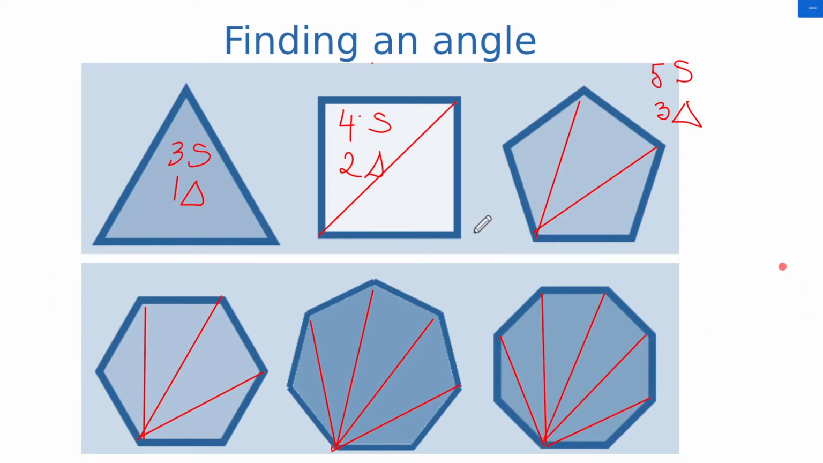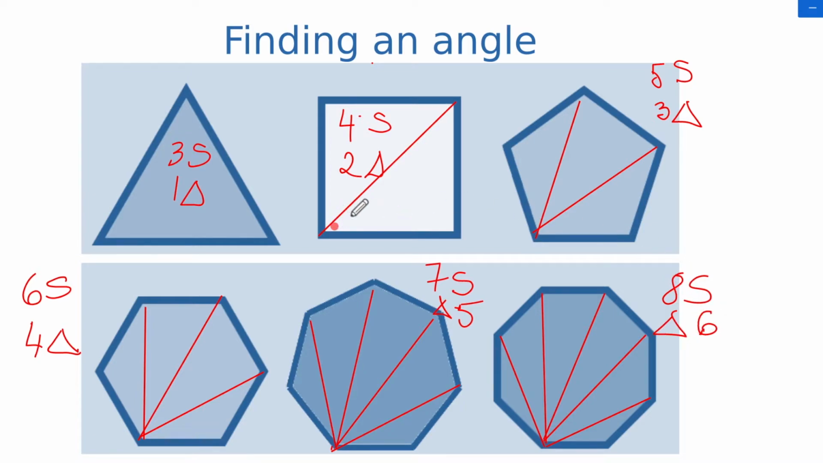This shape has 6 sides and it has 4 triangles, and so on. This one has 7 sides, this one has 8 sides, and this one has 5 triangles. This one has 6 triangles.